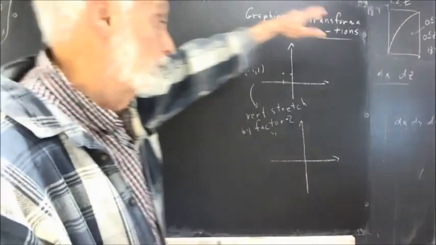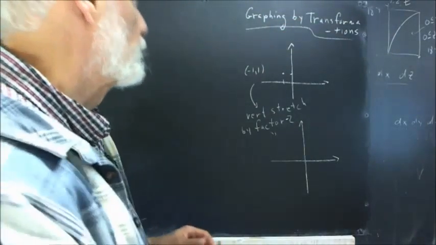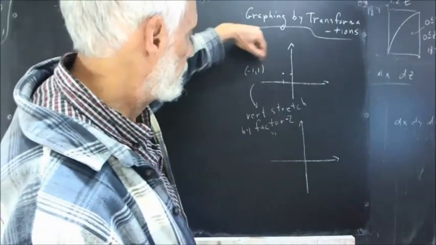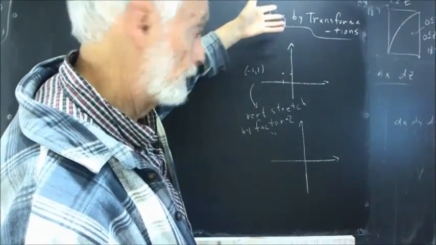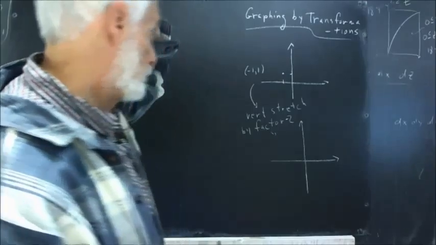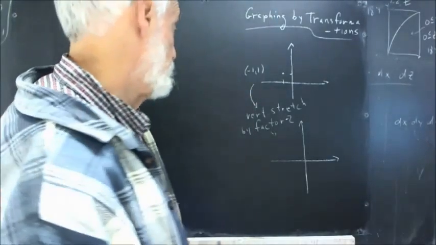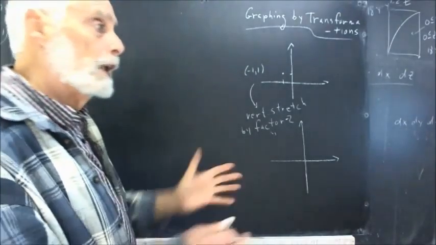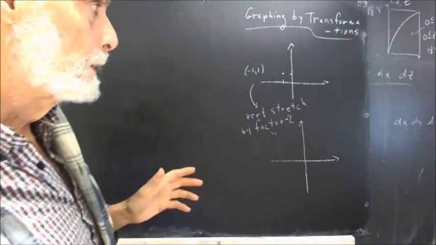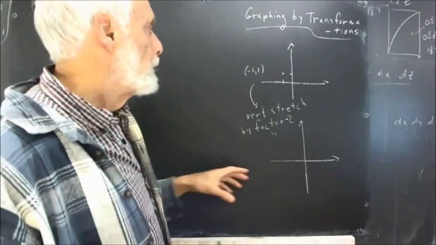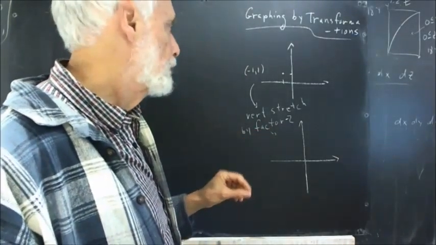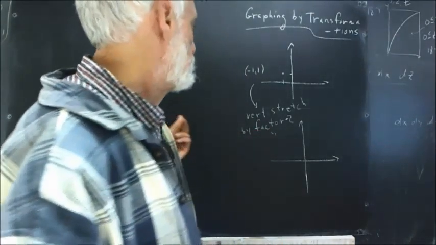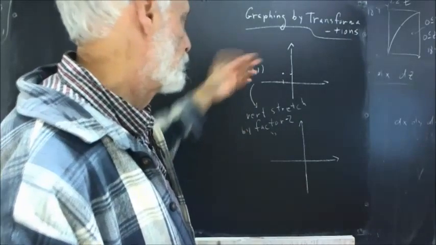Okay, we want to review graphing by transformations. Here's the point -1, 1 on a graph of some function. That would be a basic point for a number of the functions that we've talked about, for the basic squaring function, for the absolute value function, which we didn't talk about for brevity, but you can read about that in your book, for a number of others.